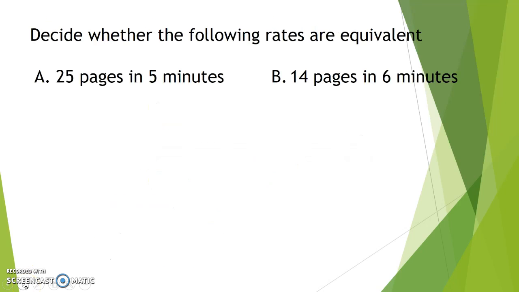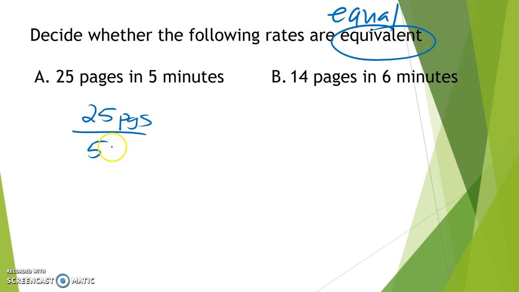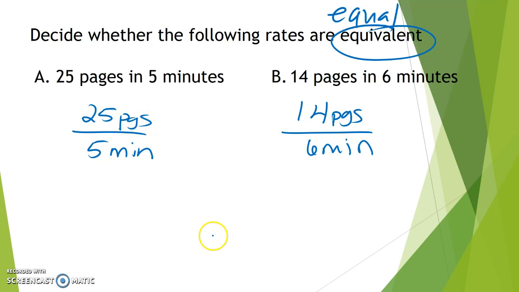Here it says decide whether the following rates are equivalent. Again, that word equivalent. So we're looking for, are these equal? So I'm going to set up our 2 rates, 25 pages in 5 minutes, or 14 pages in 6 minutes. And there are a few ways we can actually approach this problem. One being shoelace method. If we did shoelace method or cross product method and we got the same product, then they would be equivalent. Another way we can do this is actually try and simplify the fractions. And if we can simplify these fractions, if they equal the same amount, the same fraction, then they are equivalent.